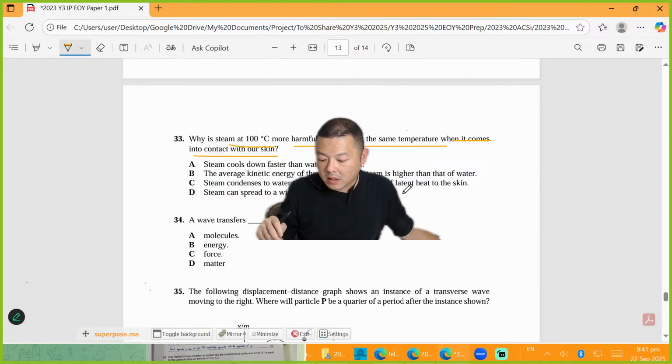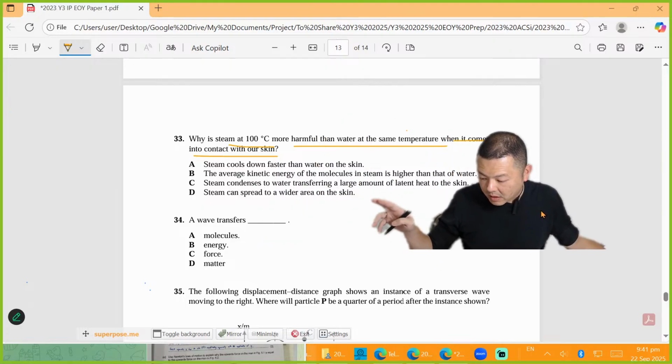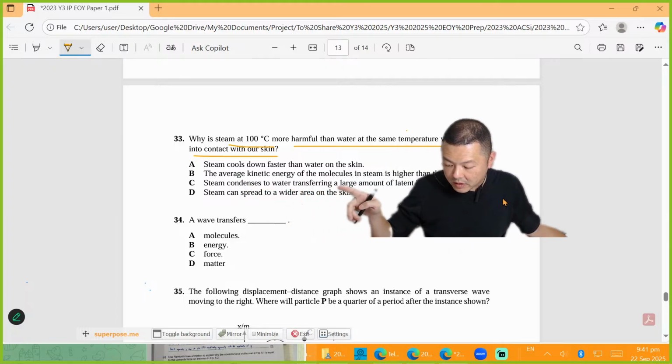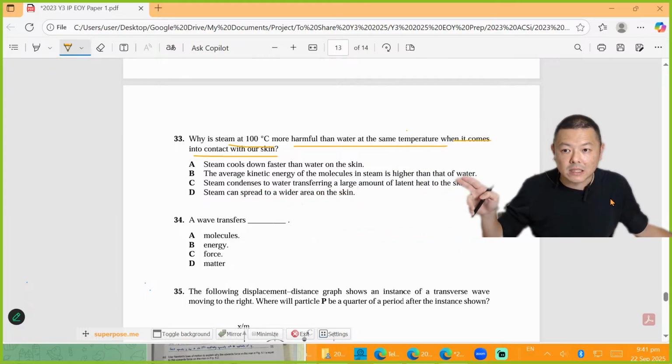That's the answer. So if you look at this, C: steam condenses to water, transferring a large amount of latent heat to the skin. That's the answer there. You got this? Okay, cool. What were you confused by?